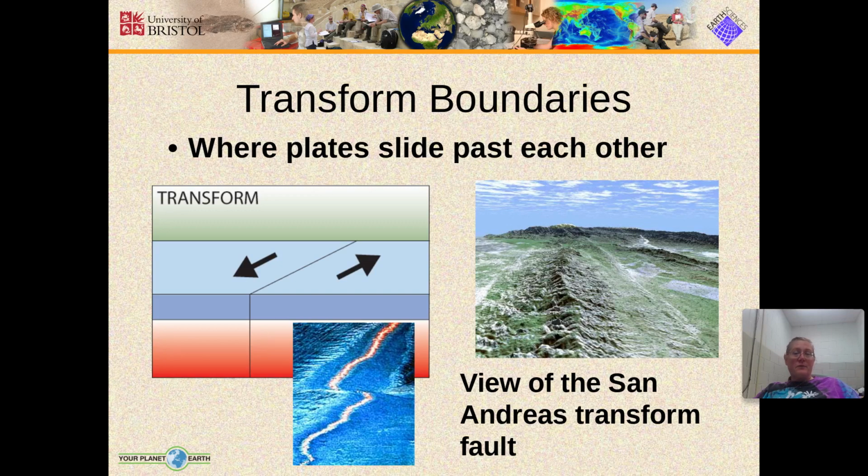Transform, the last type, where they slide past each other. This is the San Andreas Fault, which is a transform boundary. And right here, this is like an infrared where we can see this is a stream. And you can see that this stream at one time would have been together. And eventually, it's going to form a deep meander here. But this is like right after an earthquake. So there's literally been a big shift. And now they don't actually touch each other.